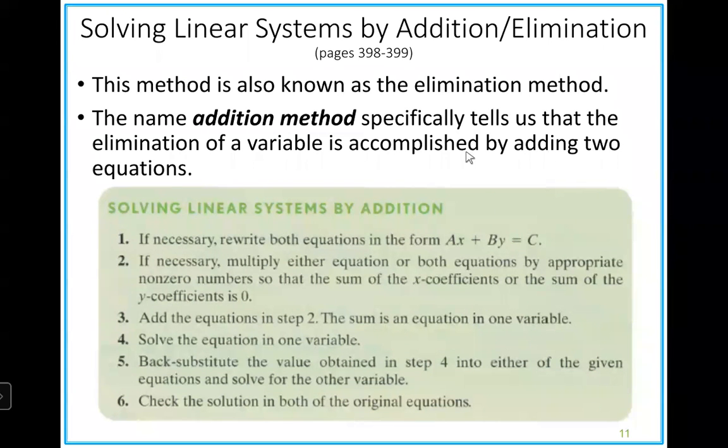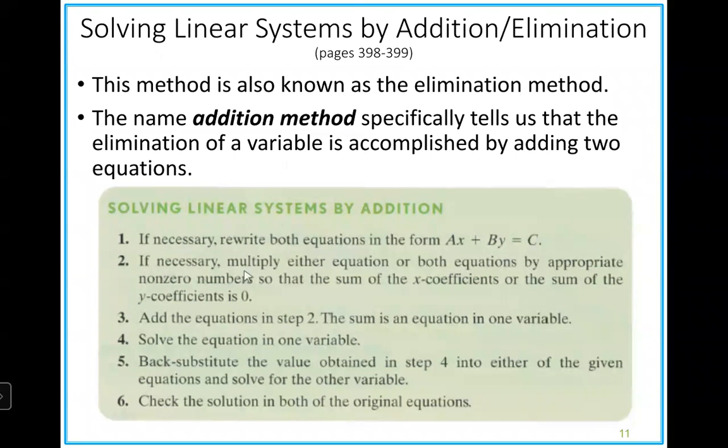398 is where they discuss the addition method. And then on page 399, you will see the steps that are listed out here, 6 steps. They want you to write the equation in this form, so the variables will be on one side and a constant on the other side.